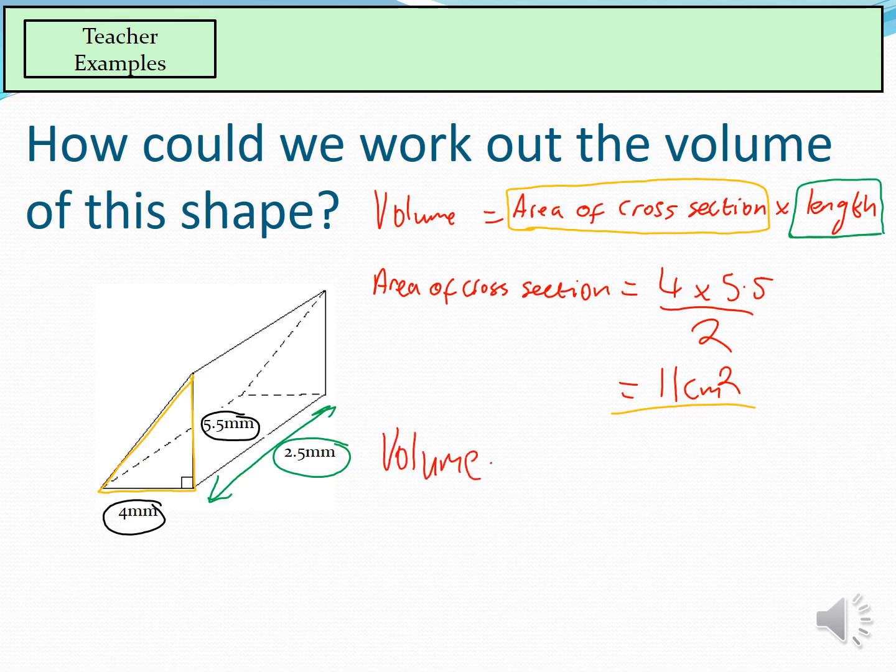So the volume is equals to 11 times 2.5. Yeah, 11 times 2.5. If we multiply that, we get 27.5 centimeters cubed. Okay, what I would like you to now do is to pause the video and have a look, and if you can spot any mistakes that I've made on this board.